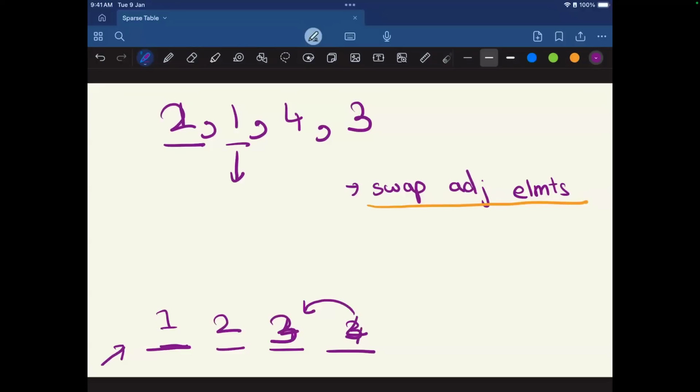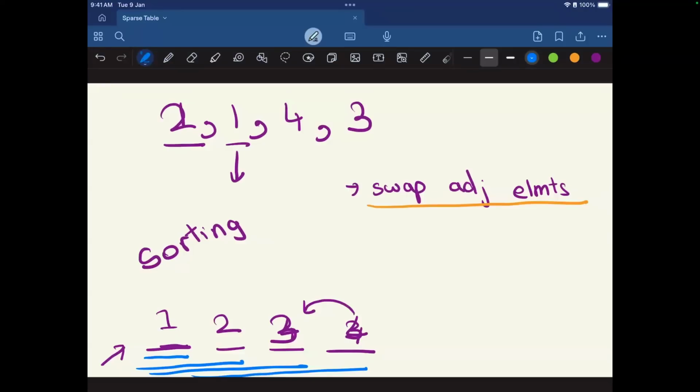Is this idea of sorting clear with you guys? Basically, what are we doing? We are introducing new elements, and after introducing each element, we are performing the swaps. This is known as insertion sort. Basically, you insert one element and then you keep swapping till it reaches its position.